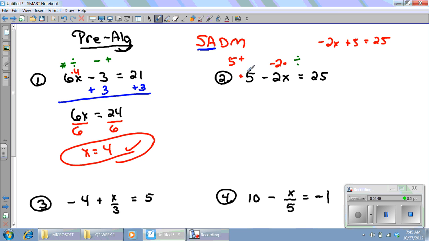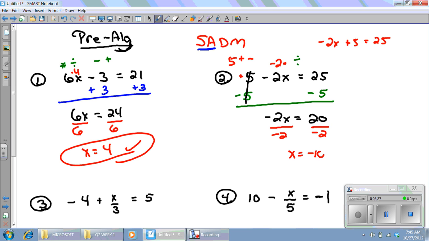All right, so back to this problem. The 5 is attached by addition, so I'll use subtraction. Now, Saddam tells me to undo the addition first, so I need to subtract 5. If I put plus 5 down there, 5 plus 5 is 10. 5 plus 5 doesn't cancel. I want it to turn to 0. So I have to subtract 5. All right. Those are going to cancel. I'll be left with negative 2x equals 20. One-step equation. Negative 2 attached to x by multiplication. I'll divide by negative 2. Divide by negative 2. And x will equal negative 10.